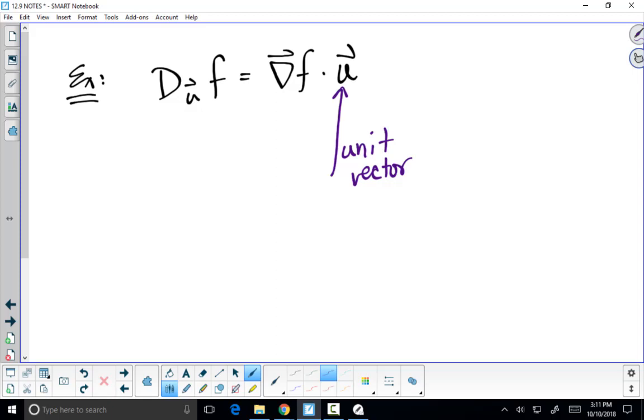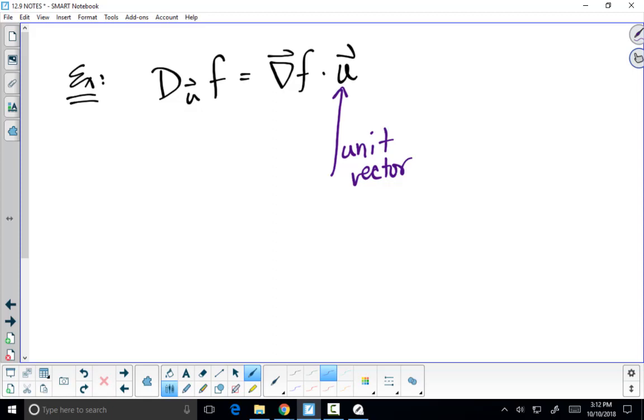Maybe we could just write that vector u divided by the length of u, to make it clearer in our notes. Yes. That is 12.6. So you'll give us a function, we'll have to take the gradient, and then you'll give us some vector, and we have to determine if that's a unit vector or not, and if it isn't, we have to convert it to a unit vector. Exactly.